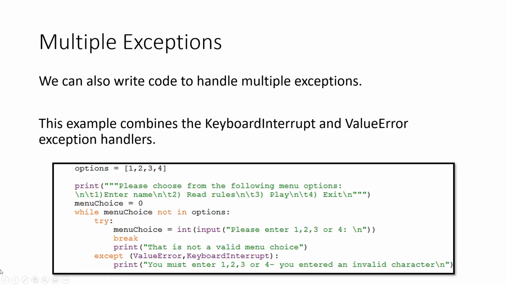It sets a variable menu choice to 0, and it says while menu choice is not in options. So at the moment menu choice, which is 0, is not in the options 1, 2, 3, 4, which it's not, it will keep doing this loop.